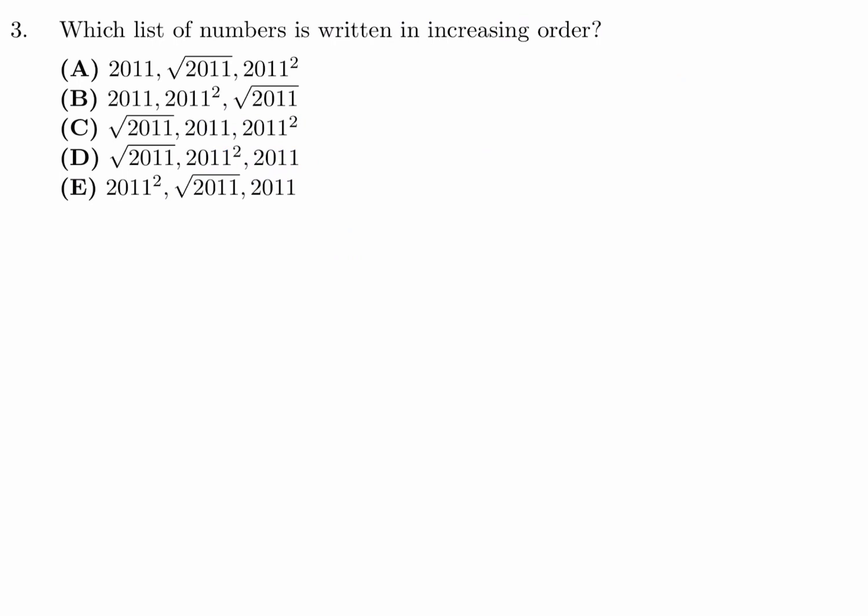Which list of numbers is written in increasing order? So smallest to largest. Well, all of these numbers are either the root of 2011, 2011, or 2011 squared. Now, obviously, 2011 squared is 2011 times 2011, so it's going to be bigger than this guy, 2011. So 2011 squared will obviously be bigger than 2011.